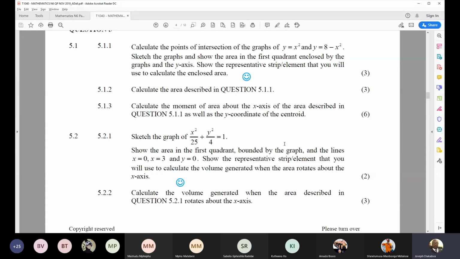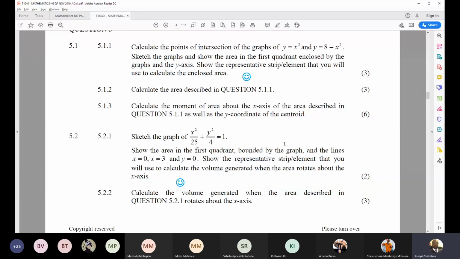Okay, because look at the question, it says calculate points of intersection. They want you to calculate that, they'll give you marks. Sketch the graphs, they'll give you marks. Show the area, they'll give you marks. Show the representative strip, they'll give you marks. So you already know how they give you marks.